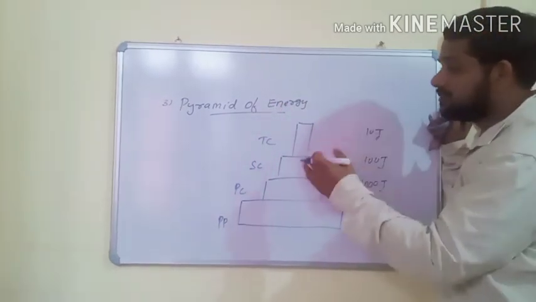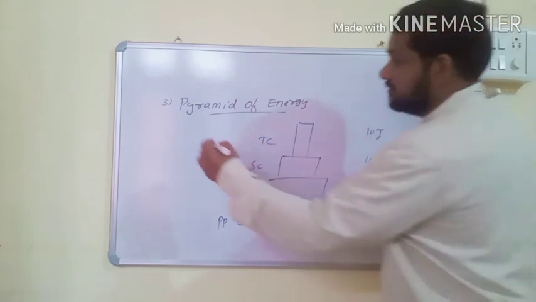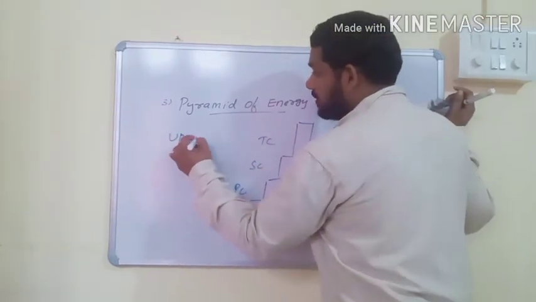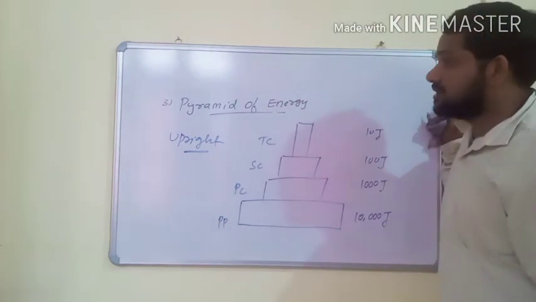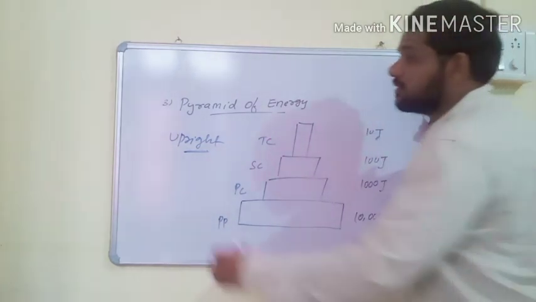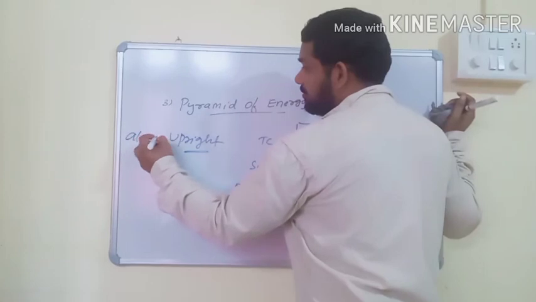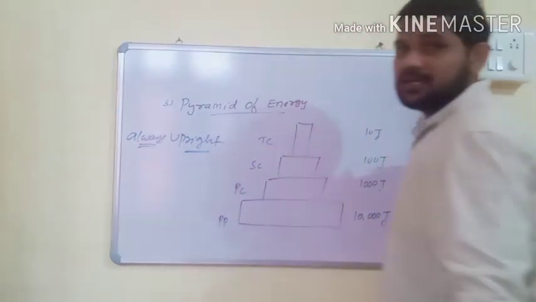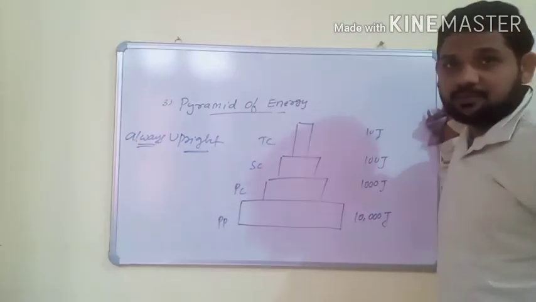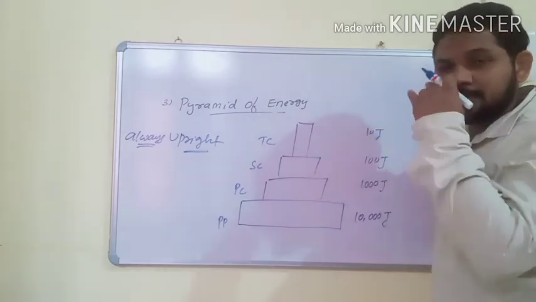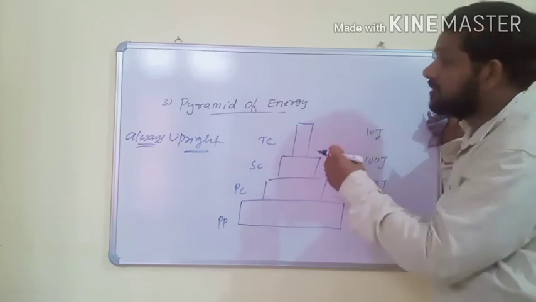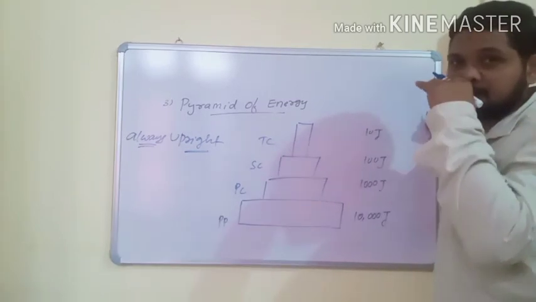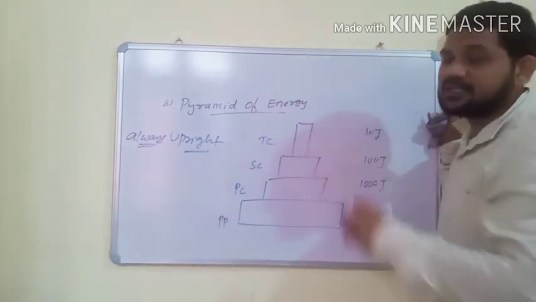And this pyramid of energy, in all ecosystems, whether terrestrial or aquatic, is always upright. This is the only pyramid which is always upright in all conditions. The pyramid of number and the pyramid of biomass can be inverted or spindle shaped. But the pyramid of energy, in any ecosystem and any condition, is always upright.